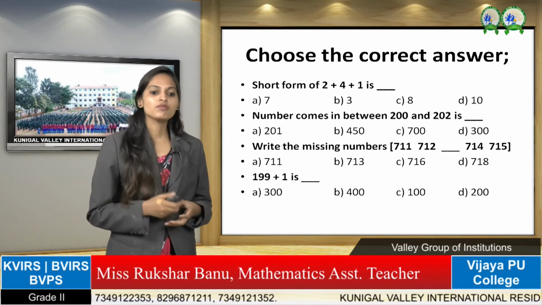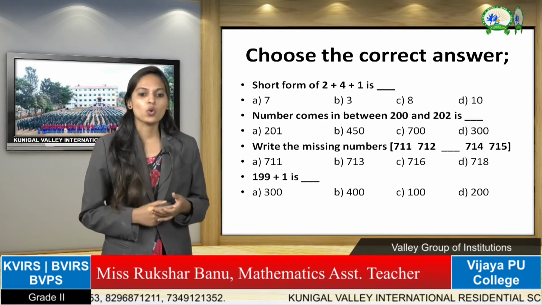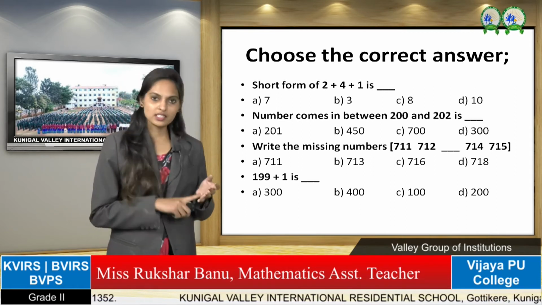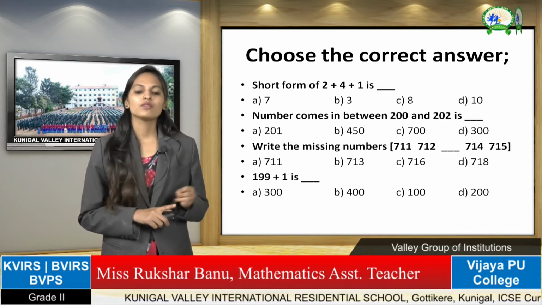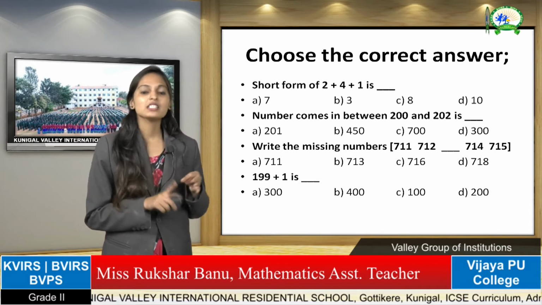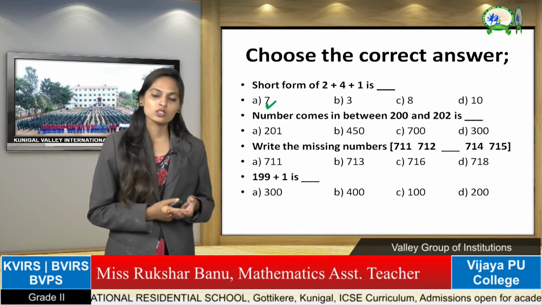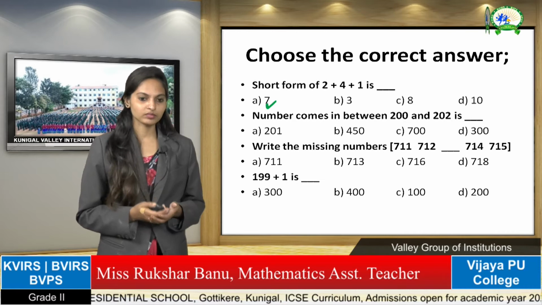Next is: short form of 2 plus 4 plus 1 is equal to what? This is addition, plus is there, no? You have to count first. 2 plus 4 plus 1 is equal to what, children? Yes, that is 7. So the answer 7 you have to write.